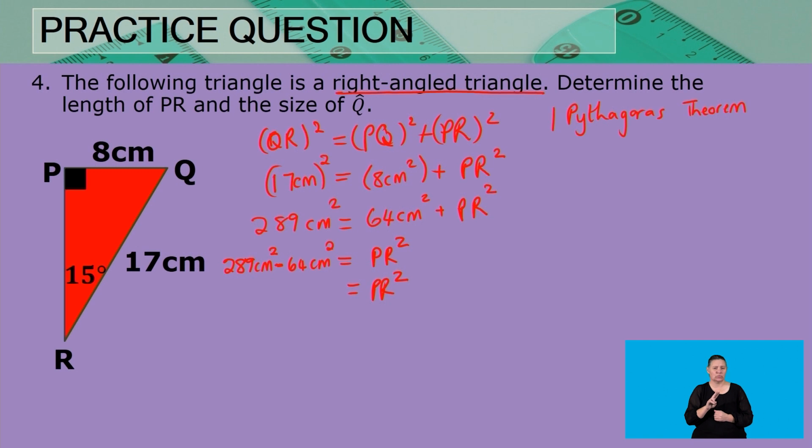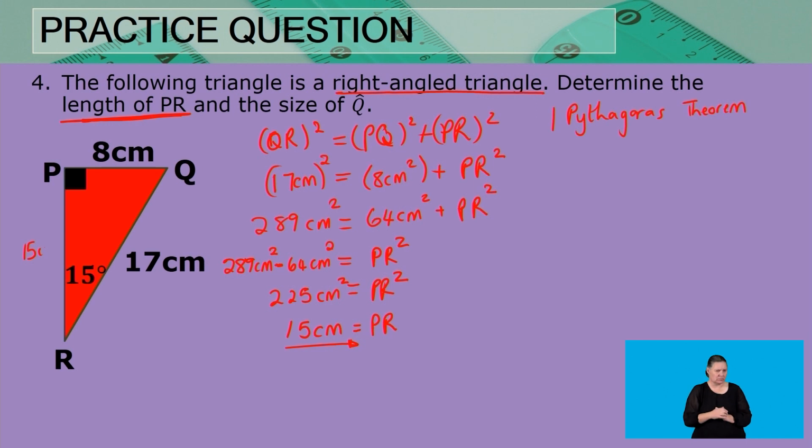Now, what is 289 centimeters squared minus 64 centimeters squared? That is going to be 225 centimeters squared. And what number do we square to give us 225? If you are thinking of 15 centimeters, then you are absolutely correct, because 15 centimeters multiplied by 15 centimeters will give us 225 centimeters squared. So that means that the length of PR is 15 centimeters. And we've now answered the first part of our question, which is the length of PR.